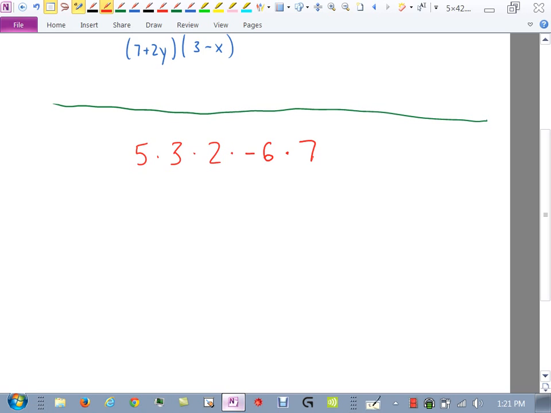Now that negative 6 is the only negative in the whole problem, isn't it? And it's going to make this whole answer negative, isn't it? But does it matter? If I took that negative away and put it on this 7 instead, would it give us the same answer? Yes. It's still going to be negative because I have one negative in the problem. If I took that negative and I put it on the 2 here instead, would that be the same answer? Yes. Can I take that negative and put it on the 3? Yes. That negative is like a negative 1 that I can slide around and put in front of any of those numbers.